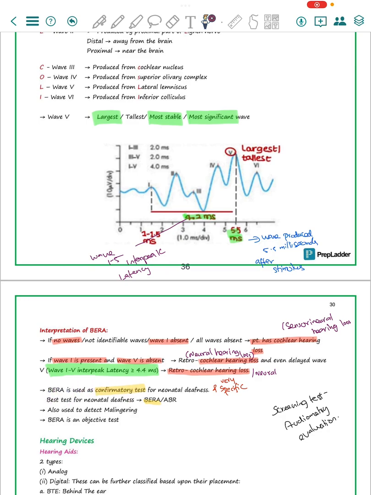This BERA is a confirmatory test for neonatal deafness. The neonates can't express their deafness, so we need to conduct this BERA and we can tell whether there is deafness or not. It's a very specific test. It is also used to detect malingering, whether a person who says he is deaf is truly deaf or malingering. BERA is an objective test.